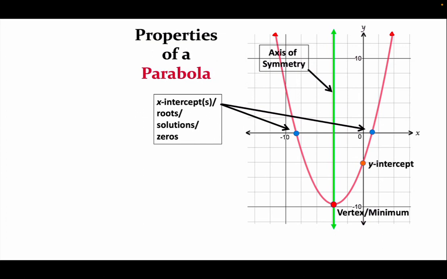You see the two blue dots? Those blue dots are the same distance from the green line. That's always true. Otherwise, it's not an axis of symmetry.